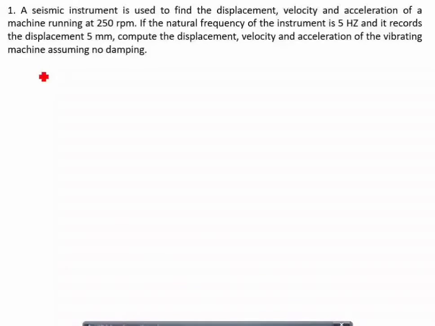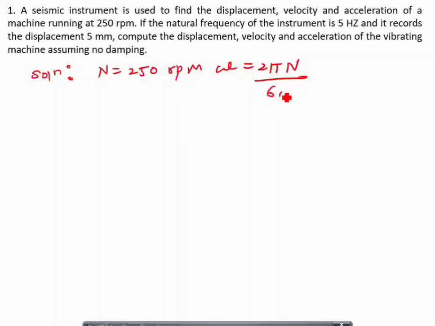Now let us solve problem number 1. As given in problem number 1, a seismic instrument is used to find the displacement, velocity and acceleration of a machine running at 250 rpm. So they have given you a basic seismometer used to measure the displacement, velocity and acceleration of a machine running at 250 rpm. From this, N is equal to 250 rpm. We can easily calculate omega equal to 2 pi N by 60. After calculation I am getting omega as 26.17 radian per second. They have also given you the excitation frequency.